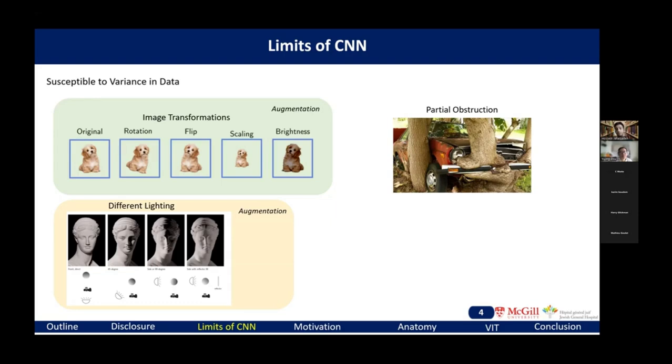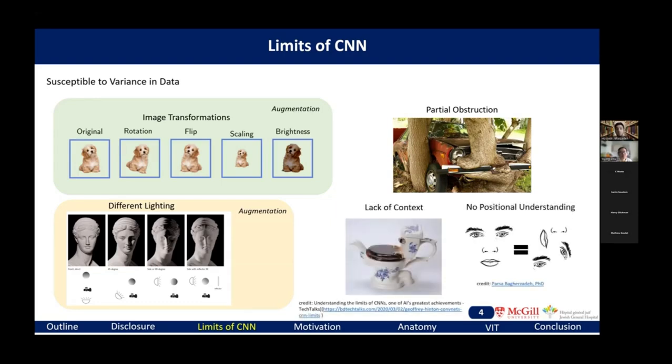Then there's another problem with the convolutional neural networks, and it's a lack of broader context. So if you look at this image here, is this a teapot or is this a toilet? Like, I mean, it's both and it's neither at the same time.